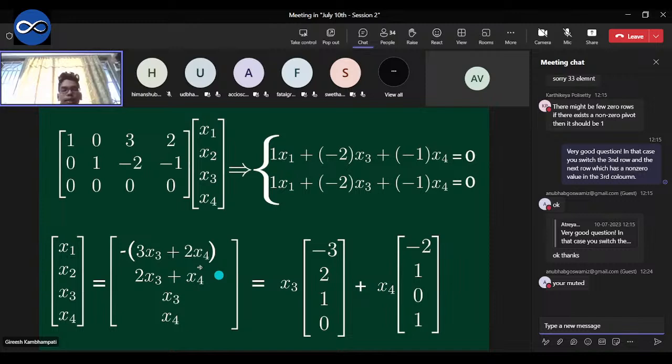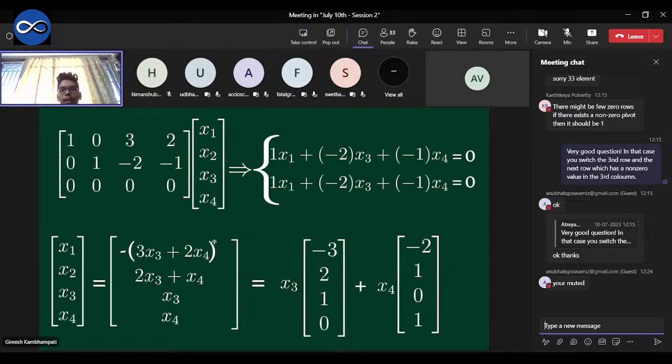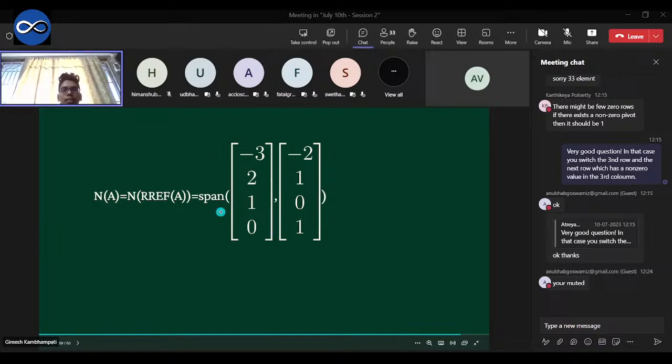By substituting these equations here, we will get every vector in the null space of A as a linear combination of minus 3, 2, 1, 0 and minus 2, 1, 0, 1. Here x3 and x4 have no conditions, so we can put any values. So the null space of A, which is the null space of the RREF of A, is the vector space spanned by minus 3, 2, 1, 0 and minus 2, 1, 0, 1.